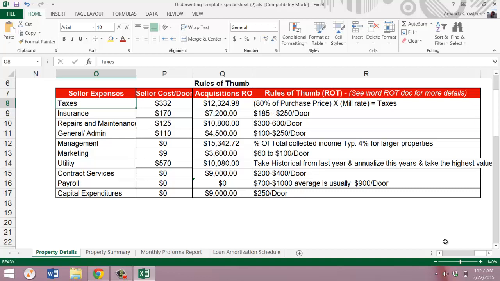This complex is just one block from a commercial area and is in a smaller town, so we'll probably be in the lower range, let's say about $200 per unit, for a total of $7,200.